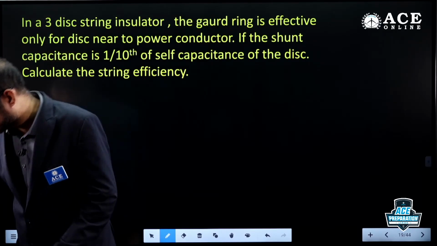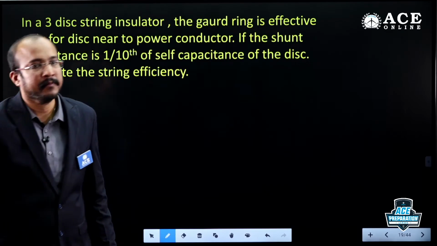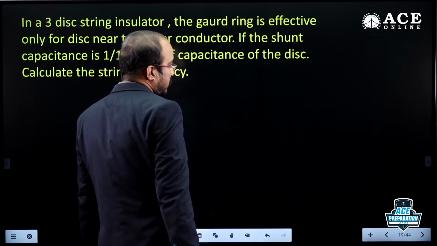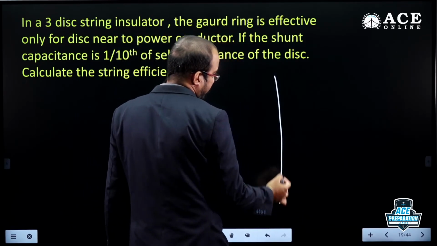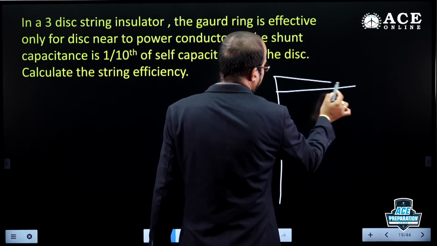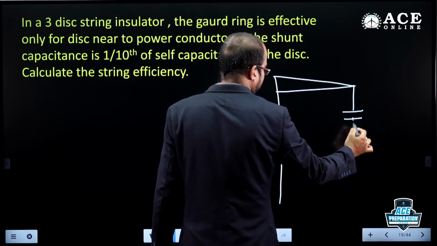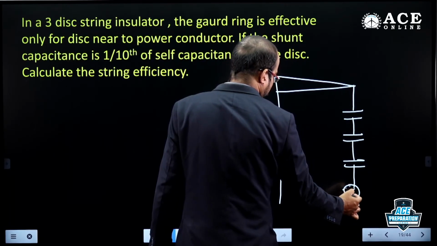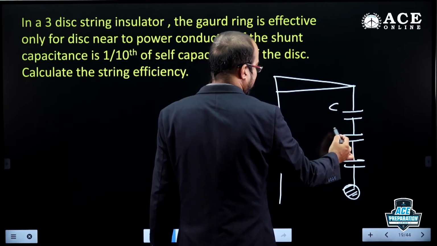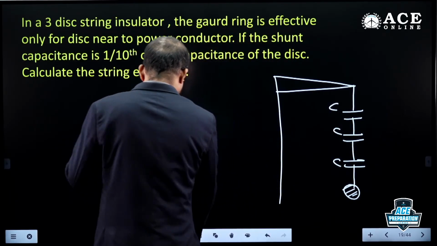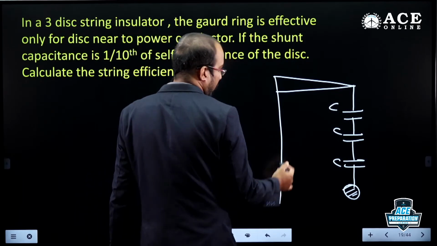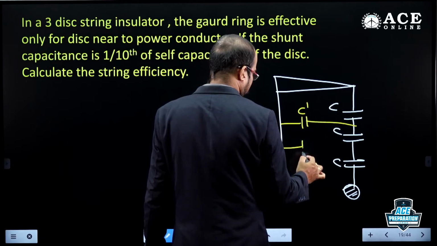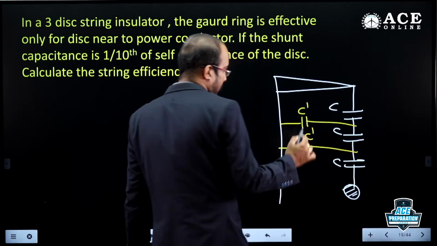Try to calculate. So how can we establish here? Let us observe like this. How many discs are there? 3-disc insulator string: the first one, second one, and third one. This is the power conductor. Self capacitance is C. Apart from this self capacitance, we have the shunt capacitance formation, that is C dash. This is also C dash.